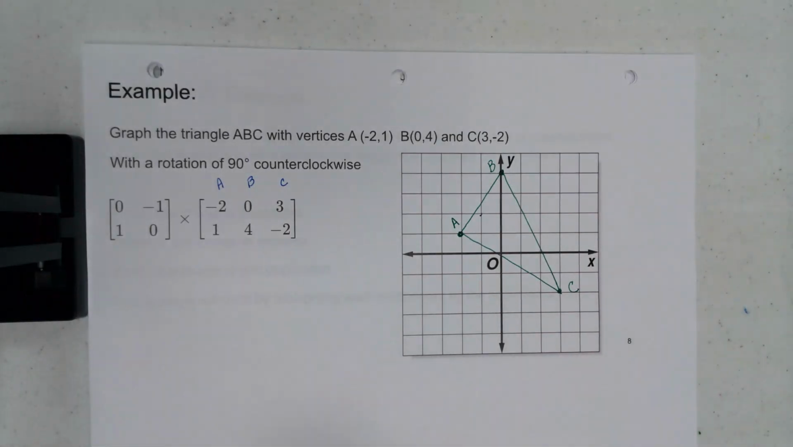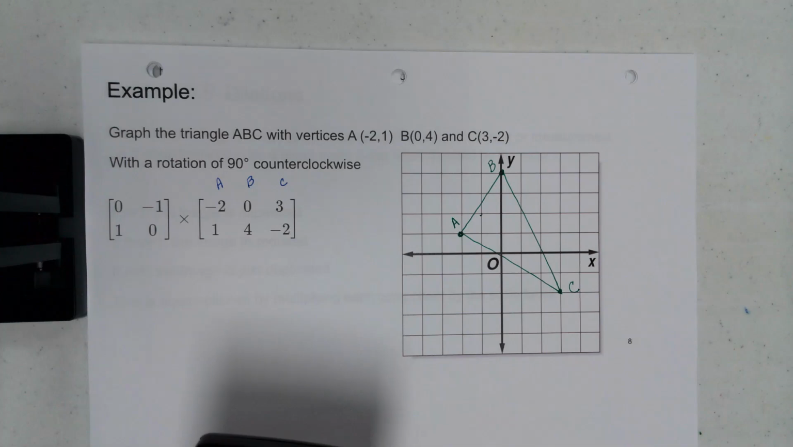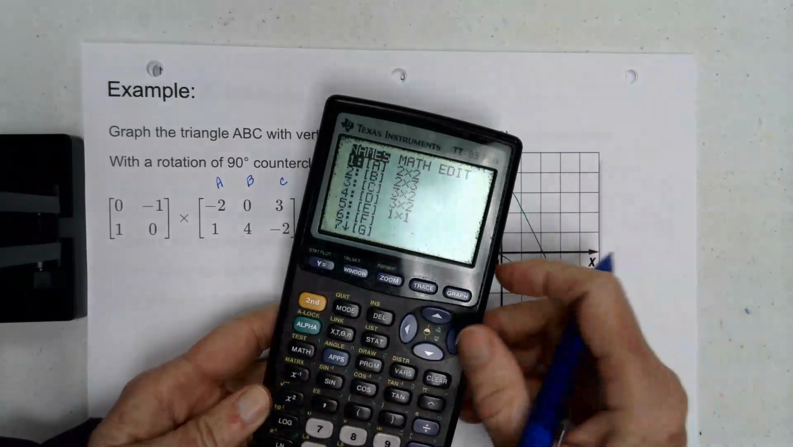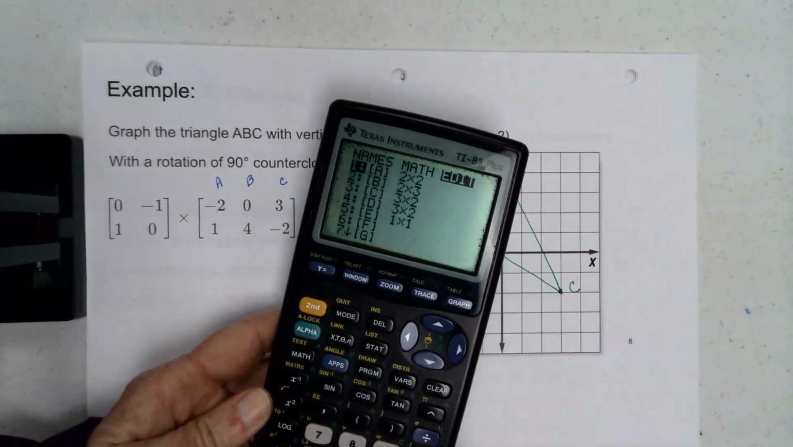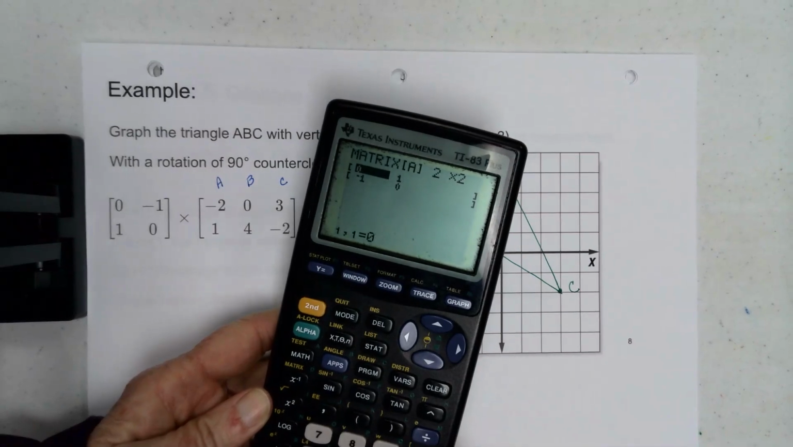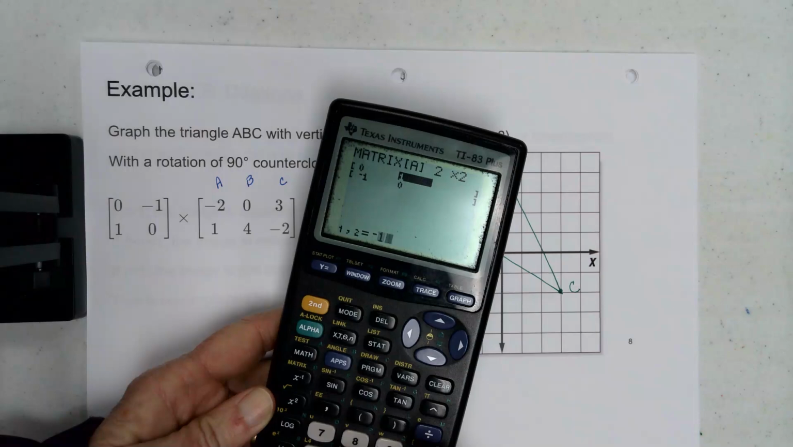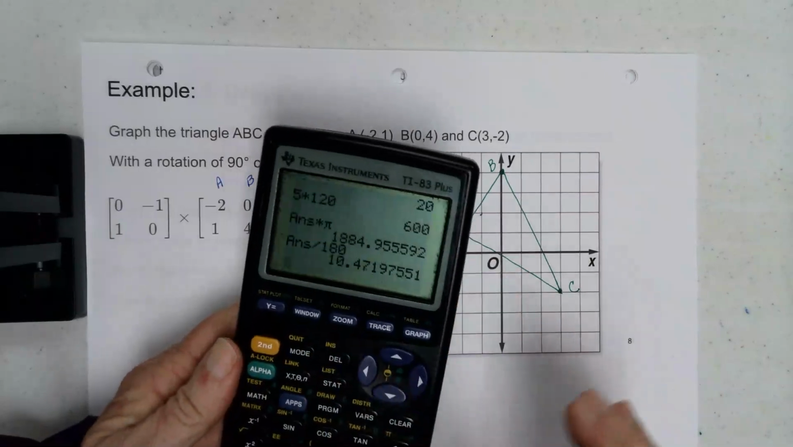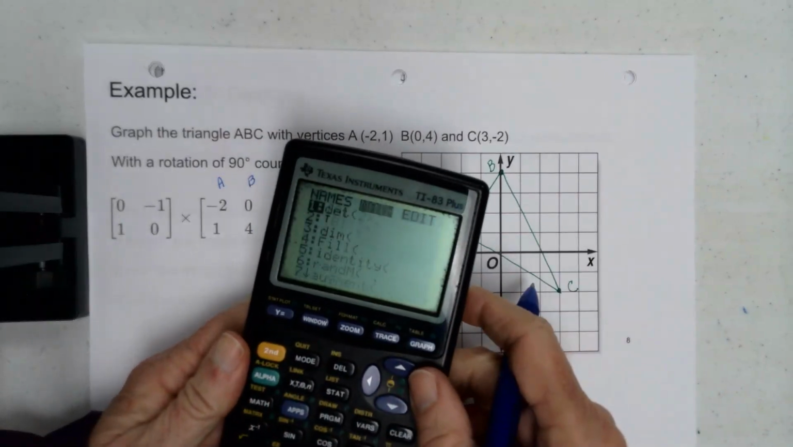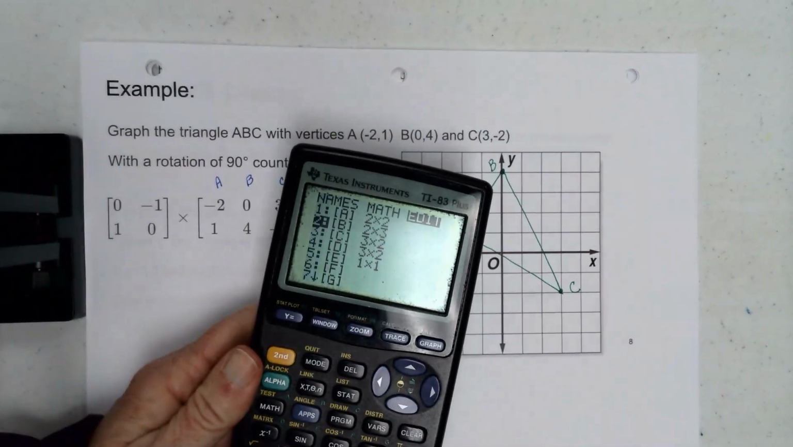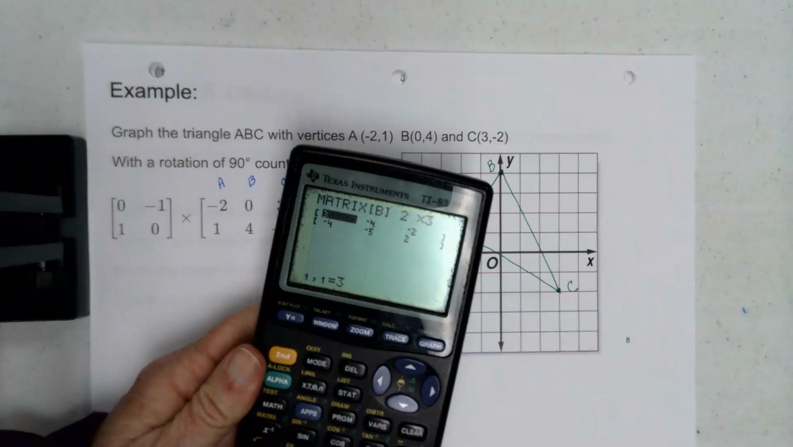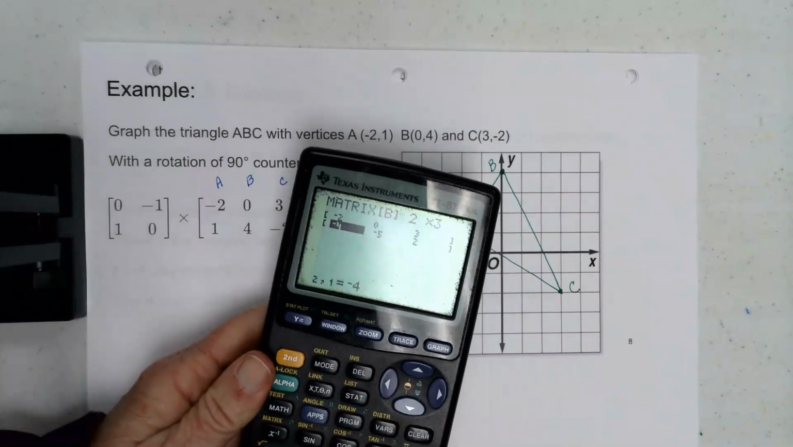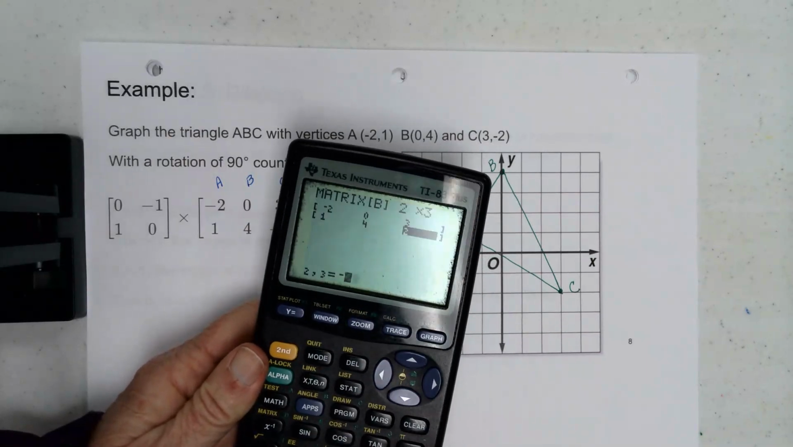So what you're going to do is take your calculator, and hopefully you can see this, I'm going to go to the matrix, okay, and I'm going to edit the first one. I want it a 2 by 2, so let's see, 0, -1, 1, and 0. Okay, so that's that matrix. Then I'm going to edit matrix 2, and I want a 2 by 3 matrix, and I have -2, 0, 3, and I have 1, 4, -2.